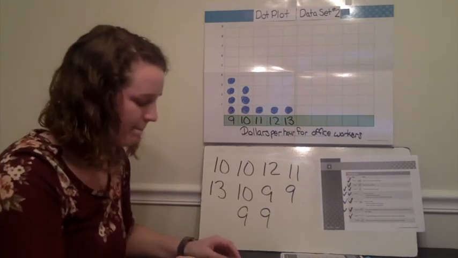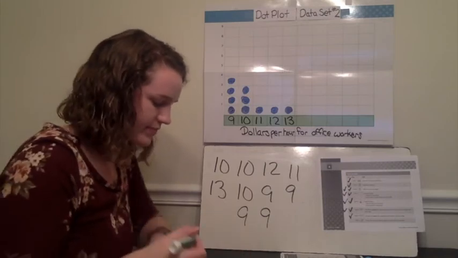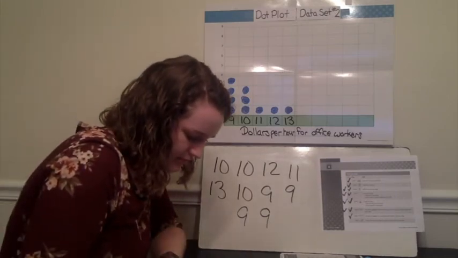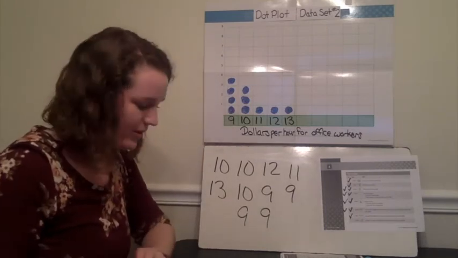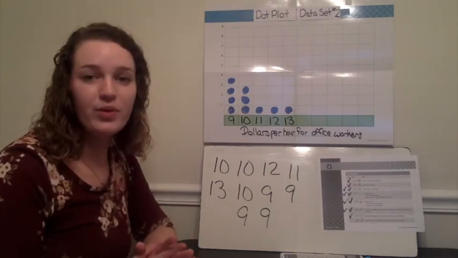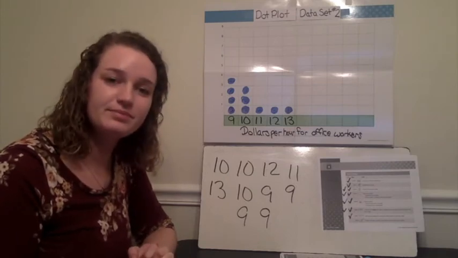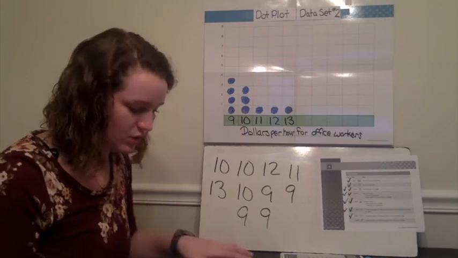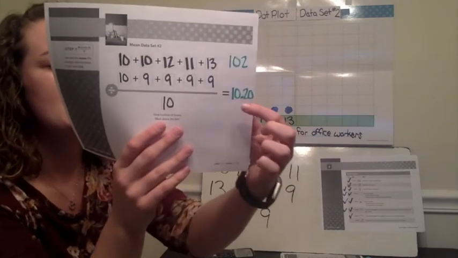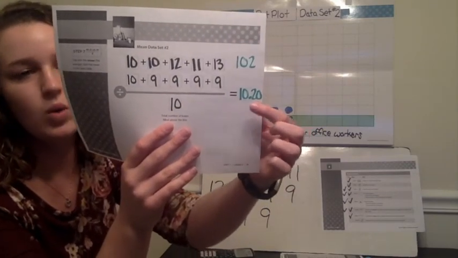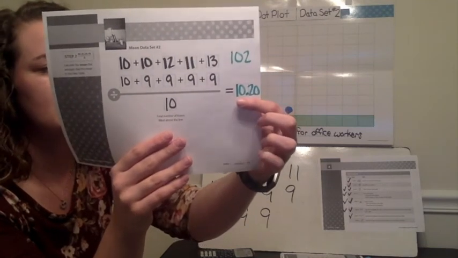What did you get? I got 10.2 in my calculator. But remember, this is money, right? So how many decimal places does money have? It has 2 decimal places. So we're going to write 10.20 or $10.20. Okay, so write yours just like that, $10.20.